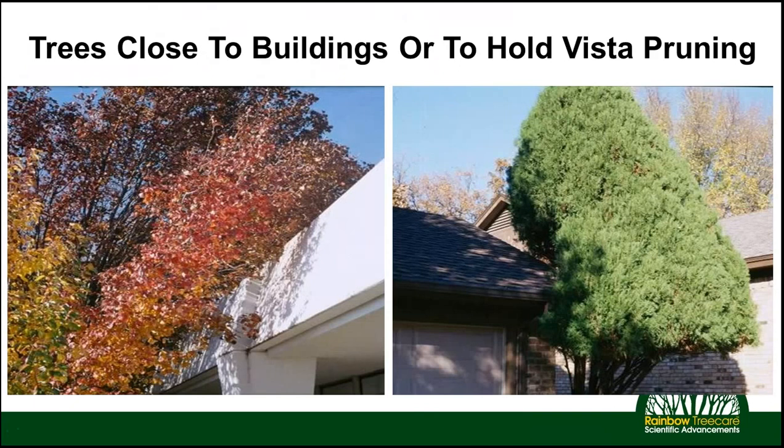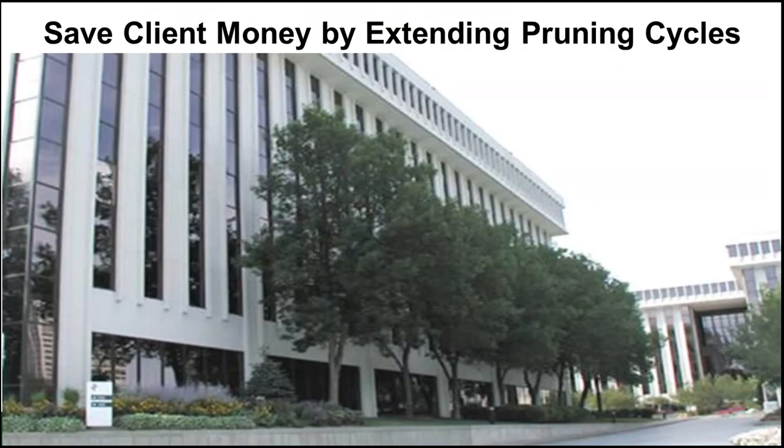And this is another situation where Cambistat is used to control growth. Obviously these plants should not have been placed in that location. They're too close to the buildings, so maybe the homeowner says, I don't want to remove them, I like the privacy, but then you want to reduce the pruning frequency. This would be a great situation.